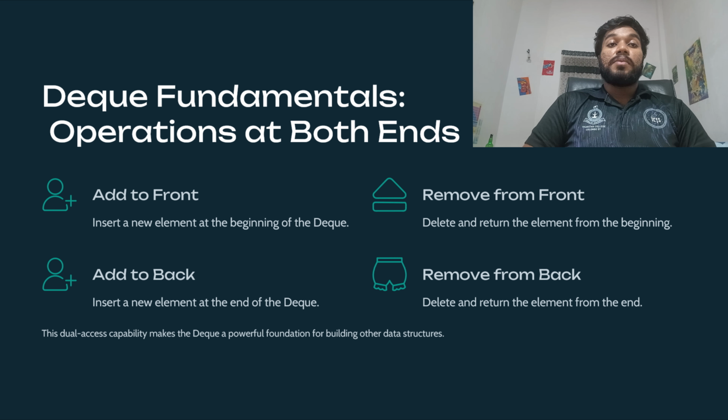So we have four operations: add to front, add to back, remove from front, remove from back. This ability makes a deque a very powerful structure for implementing stacks or queues.